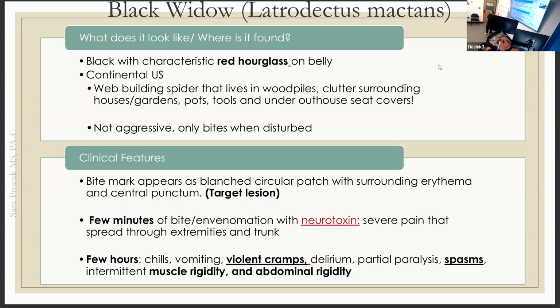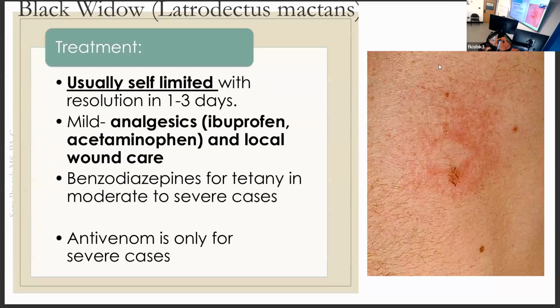Then usually within about an hour and a half, you're going to get those systemic effects really coming into play with a more moderate to severe envenomation. So this is going to be abdominal cramping, muscle spasms, abdominal rigidity, and you can have partial paralysis. You're going to start to see the neurotoxin more at play there. Uncommon though. Most people don't have this sort of reaction, but it could happen.